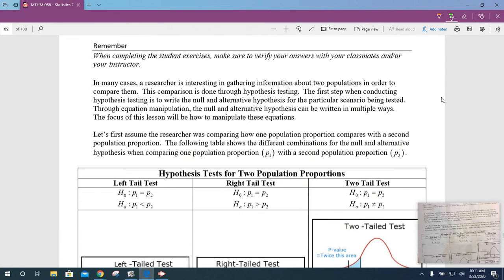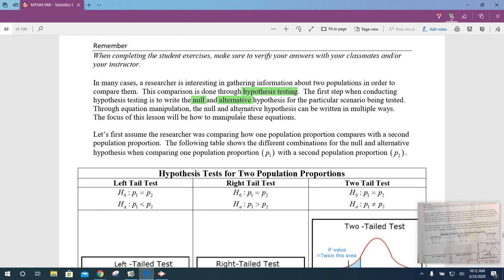In section 18, it says, in many cases, a researcher is interested in gathering information about two populations in order to compare them. The comparison is done through hypothesis testing. So when we're comparing two things, we're definitely hypothesis testing them. We're not looking for an interval with two separate things. The first step in conducting this hypothesis test is to write the null. Remember, the null is nothing's going on. And in addition to that, we need the alternative hypothesis.